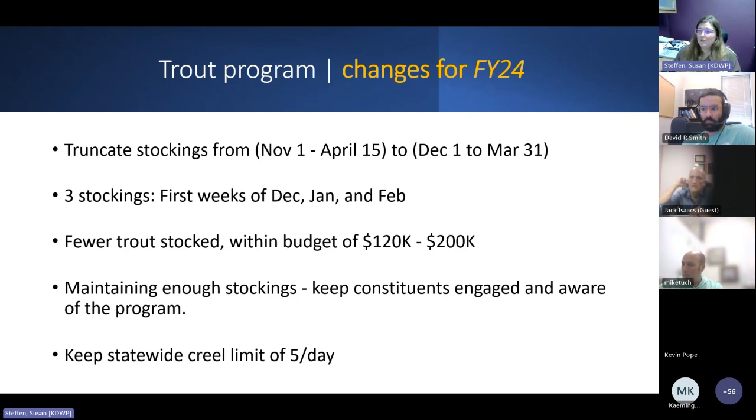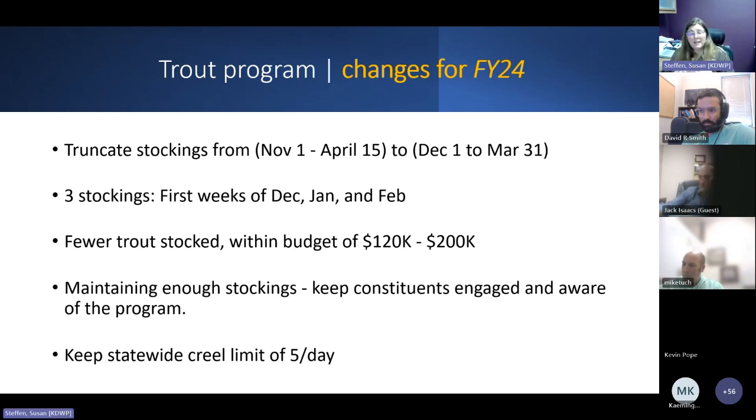So we decided to shorten our trout season, which also means the number of times we stock is going to be shorter. We are shortening that season from originally November to April to now December through the end of March. So we're only going to stock 3 times: December, January, and February, the first week.